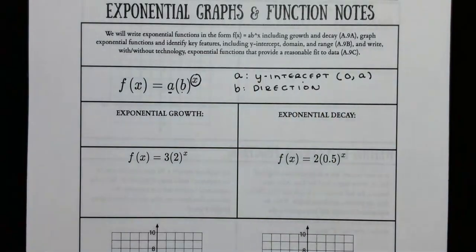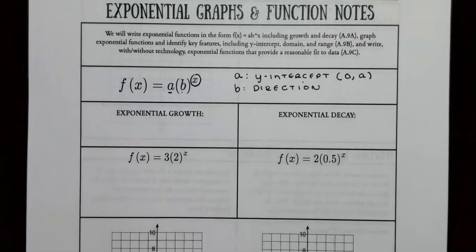So our graph can either go up or go down. And depending on which way it goes, we either call it exponential growth or exponential decay. But the b, what type of number b is, will tell us which one of the two it is.